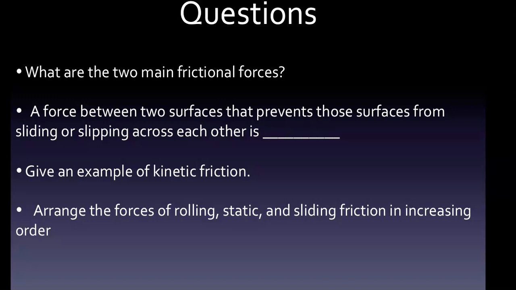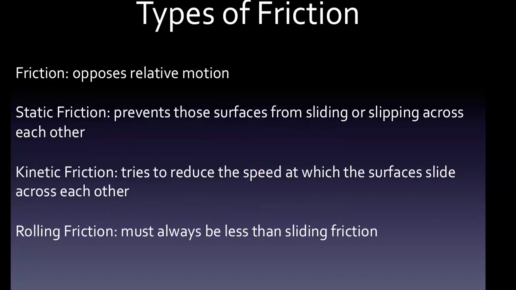What are the two main frictional forces? A force between two surfaces that prevents those surfaces from sliding or slipping across each other. What is that called? Can you give an example of kinetic friction? And so always with concepts, if you can give an example of it, that's a really great sign that you understand the concept. Arrange the forces of rolling, static, and sliding friction in increasing order. Okay, doesn't sound too bad.